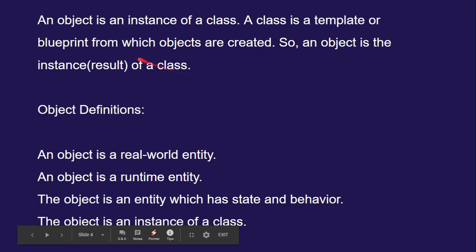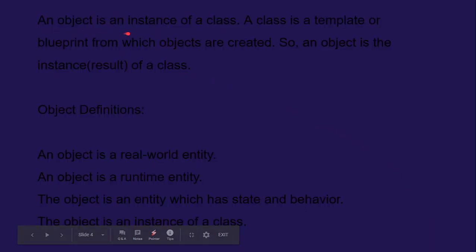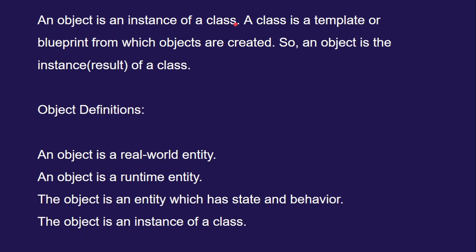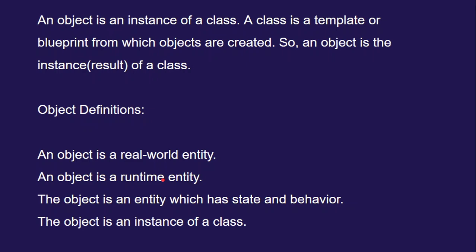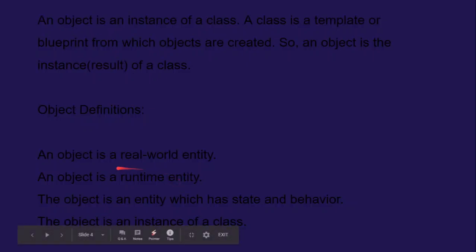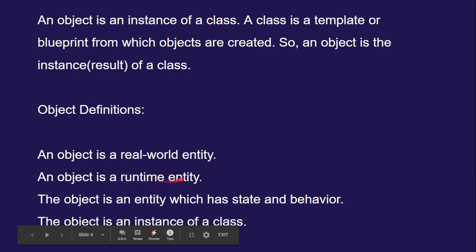Let us see what is an object. An object is an instance of a class. One instance of a class creates an object. So that's why this object is called a runtime entity. Once you create it, once you run it, once you instance it, it is called an object instantiation. Creating an object for a class is called an instantiation of an object. So it is called a runtime entity.